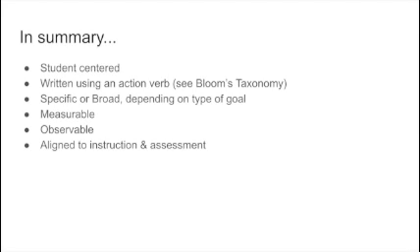To summarize, some tips for designing your learning outcomes and course goals are to make them student-centered, written using an action verb, specific or broad depending on whether you're writing your lesson objectives or your course goals, measurable, observable, and aligned to instruction and assessment, which will be the focus of another module. You can think of the course goals as the major overarching ideas, maybe organized by units or projects of your course. Then we zoom in to each larger course goal and consider the more detailed learning objectives for each goal. Check out the checklist for creating learning goals found in your module reading.